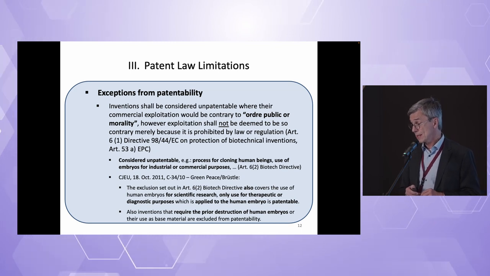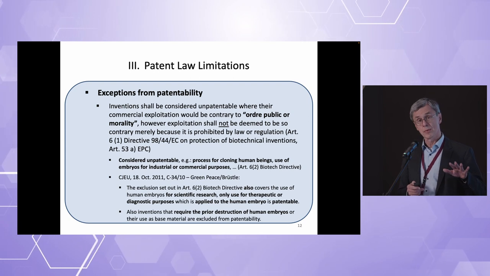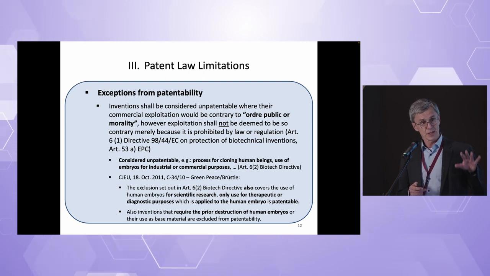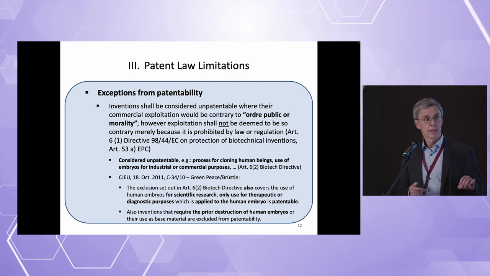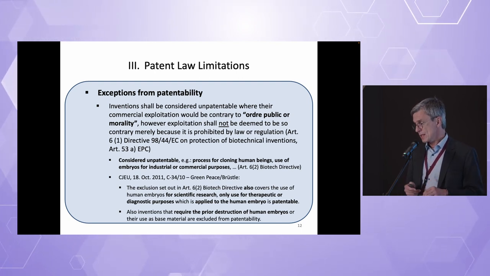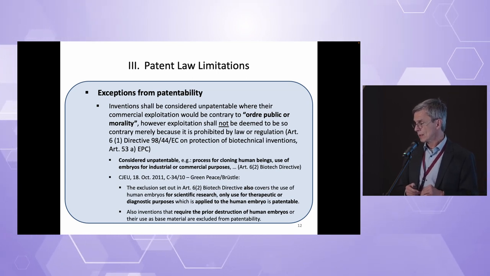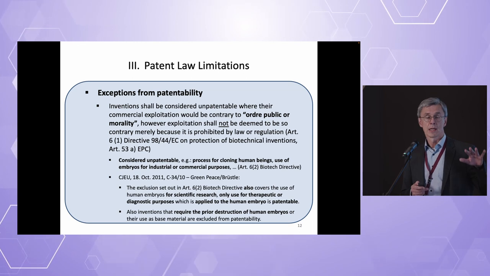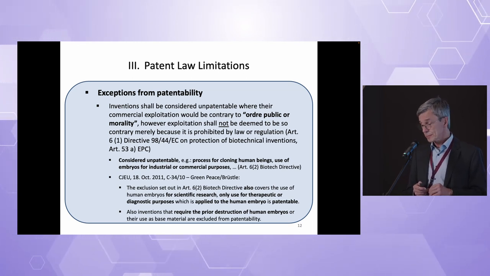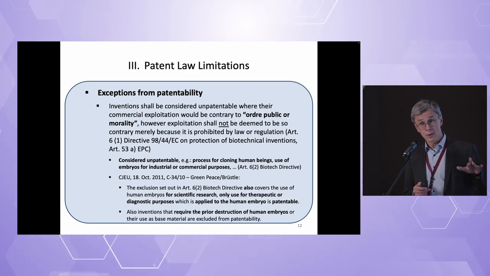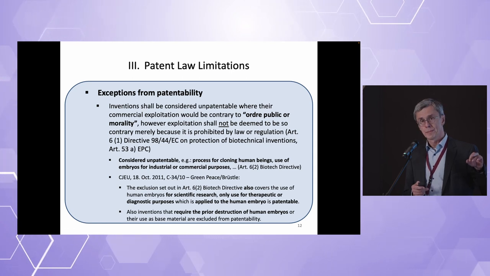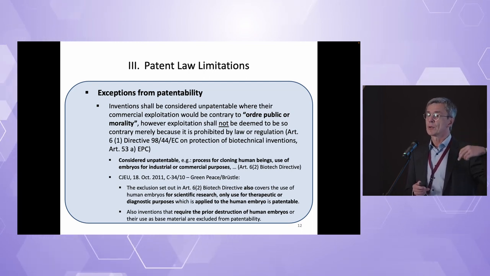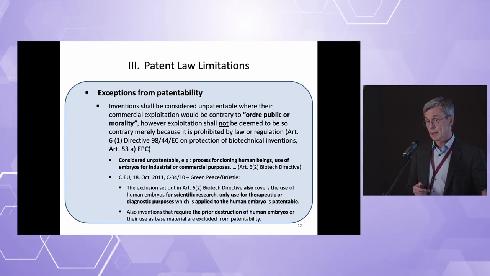For example, the case that was brought to the European Court of Justice, the Greenpeace Brussels case, which was about whether stem cells of a blastocyst, a very early state of an embryo, can be protected by a patent or not. The basis for this is, of course, the directive on the protection of biotechnological inventions. And the answer of the European Court of Justice was generally not. So to be precise, it was not about the question whether you would be allowed to take stem cells from a blastocyst. That's a different thing. It was only about the question whether you can get patent protection for such a procedure.